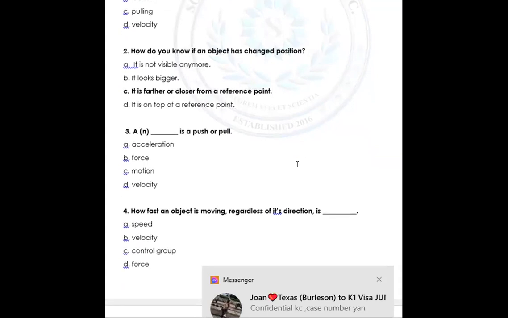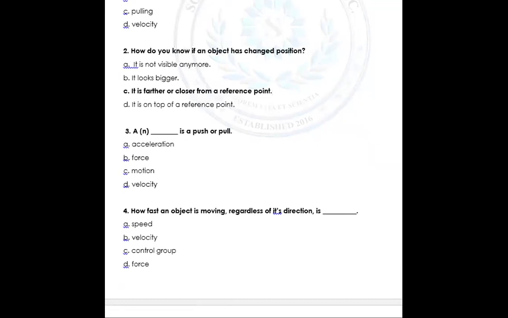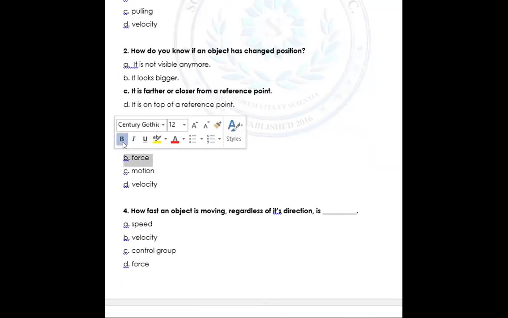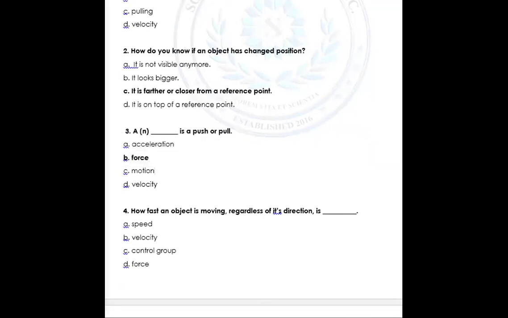Next, number 3. You have a blank is a push or pull. What is it? A, acceleration, B, force, C, motion, or D, velocity? Yes, it's letter B. Remember that push and pull always shows force.